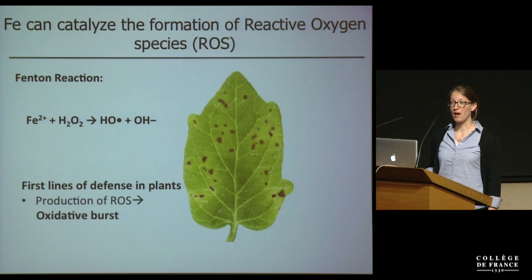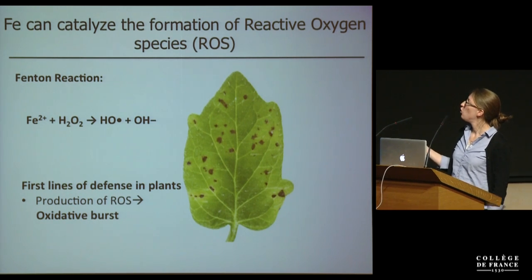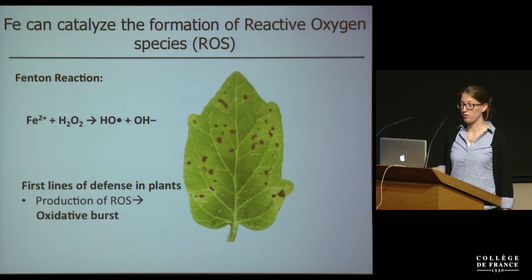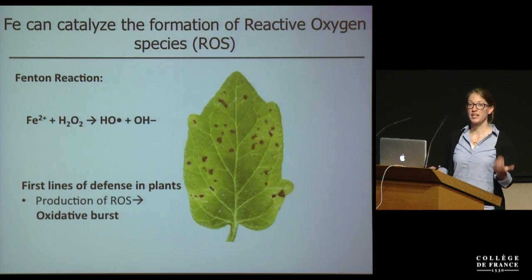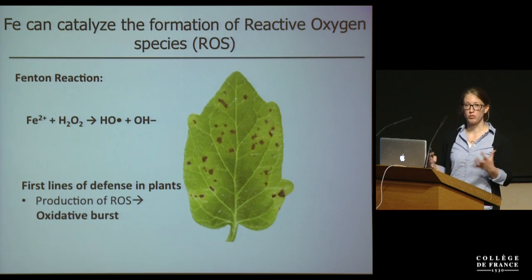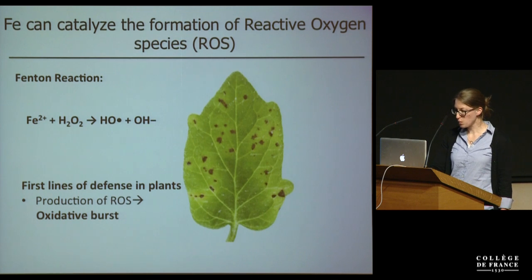It's known from macrophage work, you've probably heard of this, that iron can catalyze the formation of reactive oxygen species through Fenton chemistry. So iron and hydrogen peroxide can be converted to reactive oxygen free radicals. And it's known that reactive oxygen production is the first line of defense in plants. So when they perceive bacterial flagellin or LPS, there's an oxidative burst. But iron had not been previously implicated in this process.